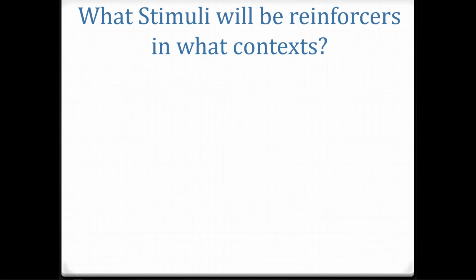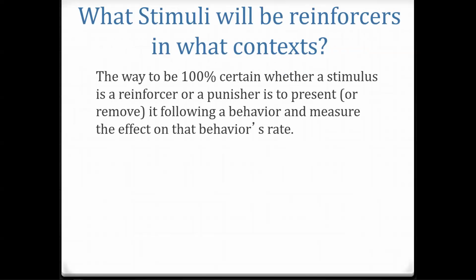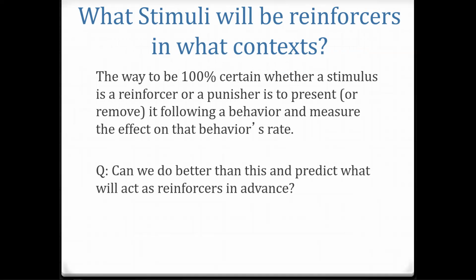So the Premack principle addresses the question of what stimuli will be reinforcers in what context. When it comes to reinforcers, the only way to be 100% sure whether a particular stimulus will be a reinforcer or not is to essentially make it contingent on something and see if behavior goes up. So it's functional, to actually do the experiment and see, does this work as a reinforcer? However, that can be a lot of work, and sometimes it's useful to be able to predict what might serve as a reinforcer for an individual versus another. So the Premack principle helps us do that.